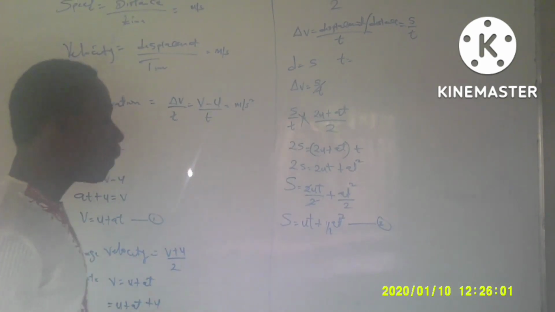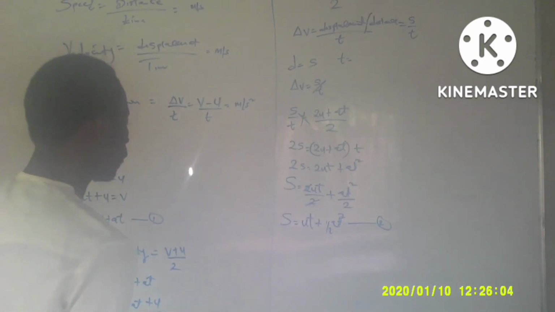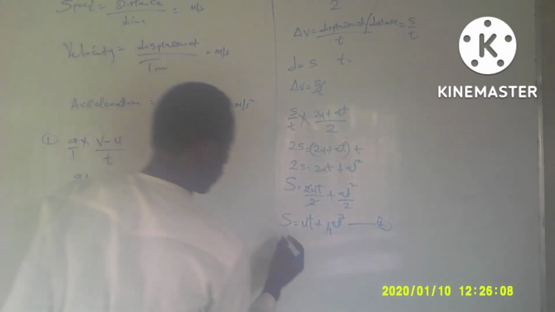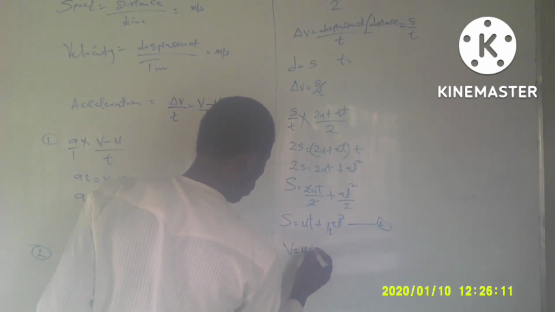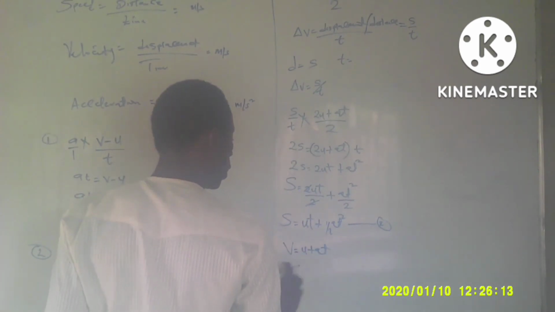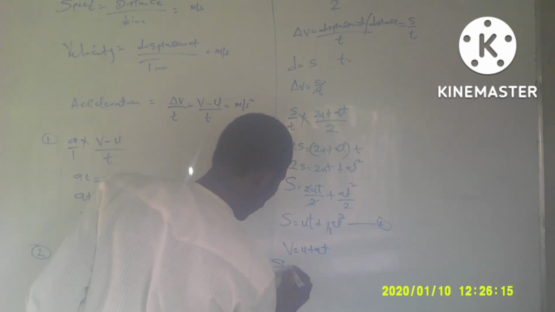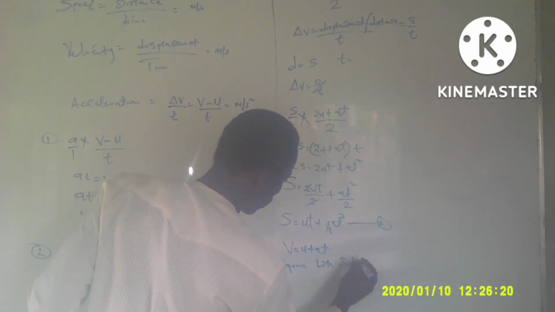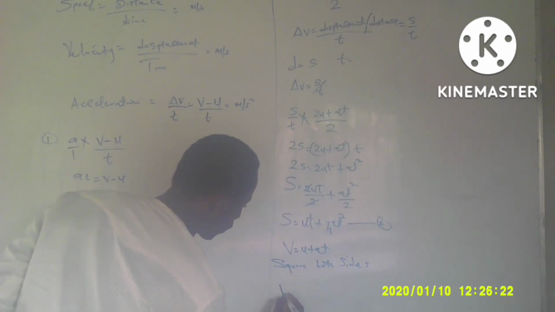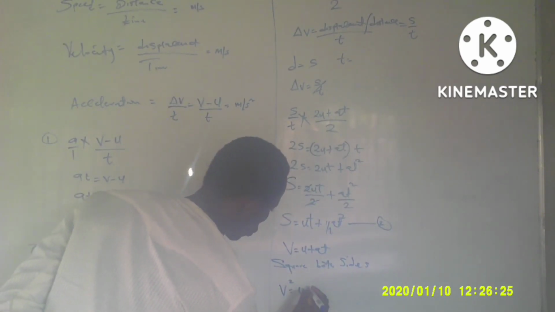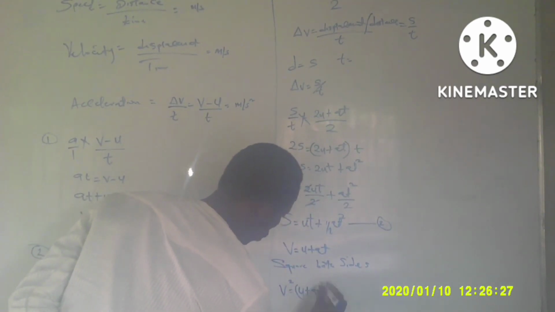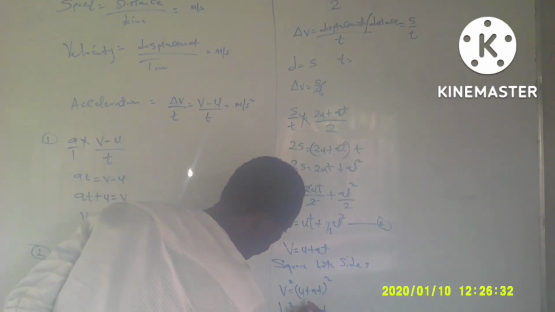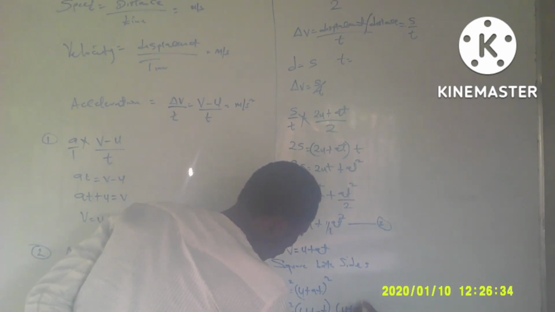We are going to come back to equation 1. From equation 1, we are going to use equation 1 and equation 2. Remember, equation 1 is v is equal to u plus at. So let's square both sides. When we square both sides, v squared is equal to (u plus at) all squared. So v squared is equal to (u plus at) into bracket (u plus at).